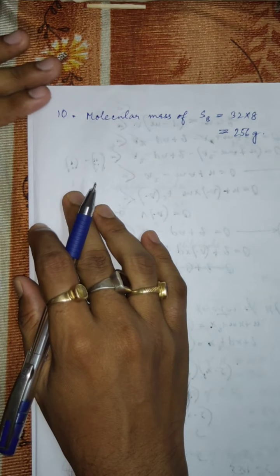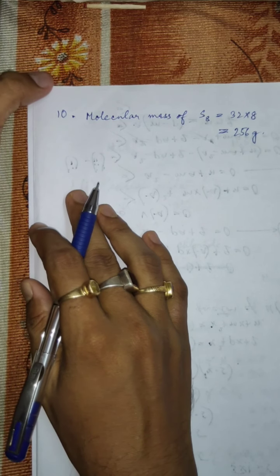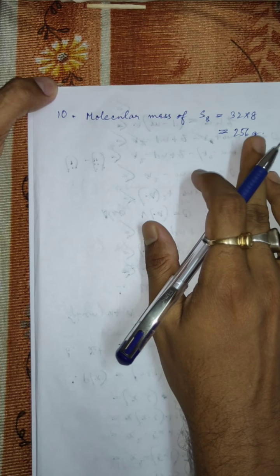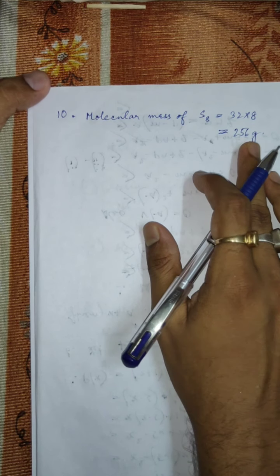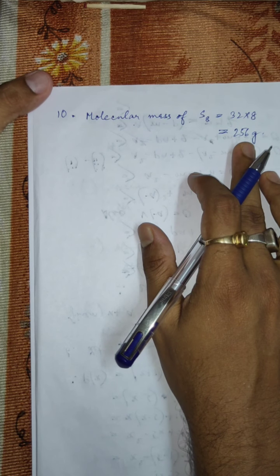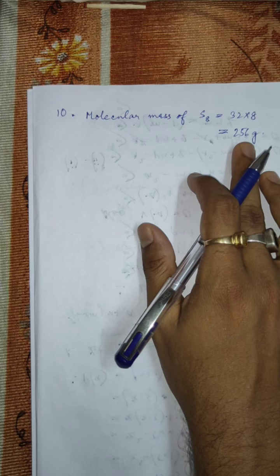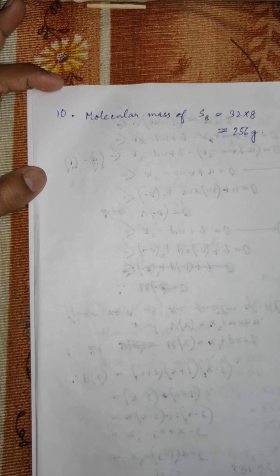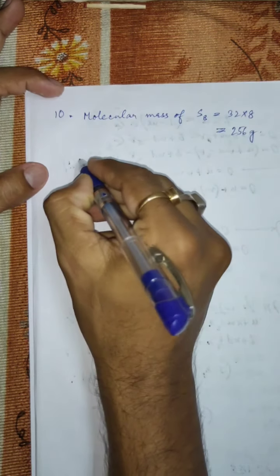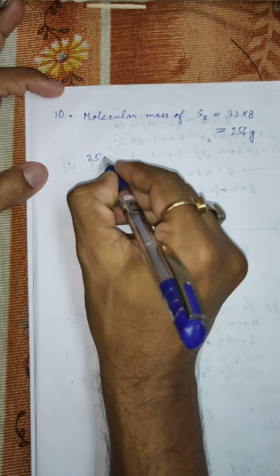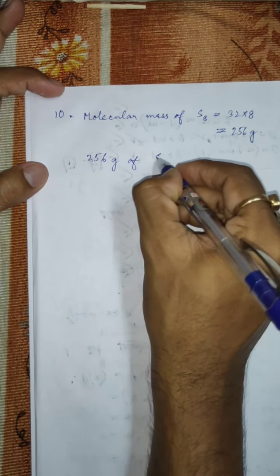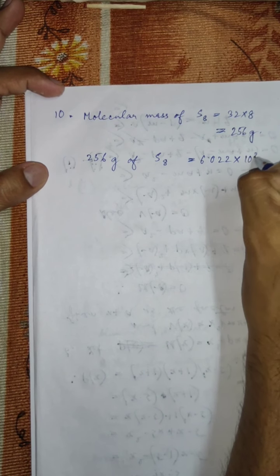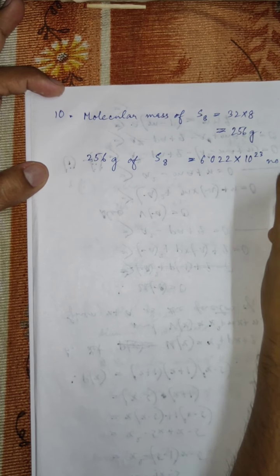Now we have to find the number of molecules present in 16 gram of sulfur. So this is the molecular mass of sulfur. So this is the mass of 1 mole. 6.022 into 10 to the power 23 number of molecules are there in this mass. So in this sum we have to find the number of molecules. So 256 gram of S8 is equal to 6.022 into 10 to the power 23 number of molecules.